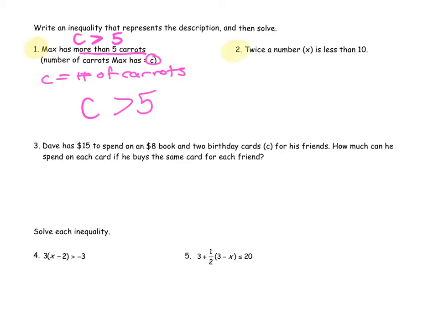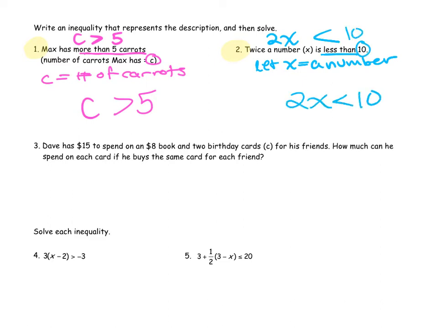We have twice a number, X. So we're saying let X equal the number, right? So we have twice a number, X, is less than 10. So twice a number, X, is less than 10. And that's it. 2x is less than 10. All I'm just saying is write what the inequality would look like.